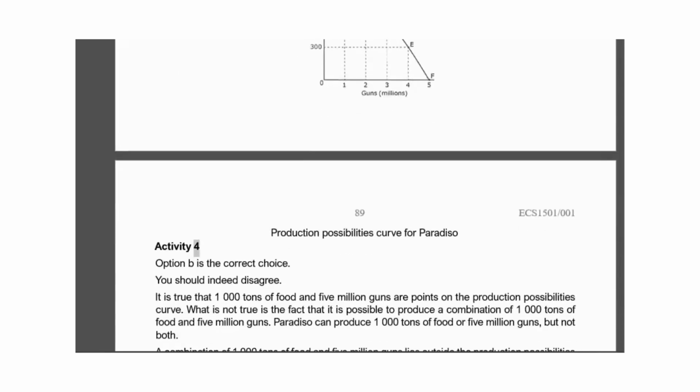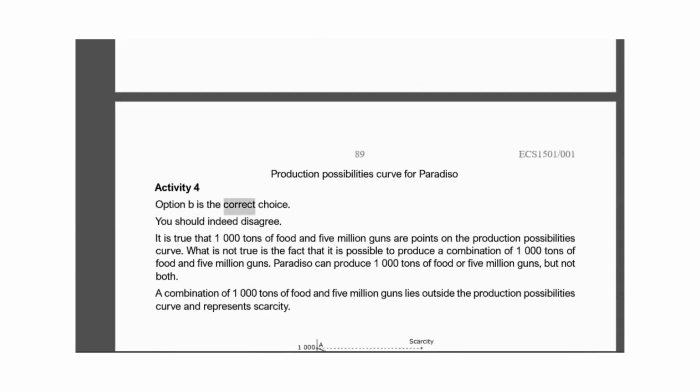Activity 4. Option B is the correct choice. You should indeed disagree. It is true that 1,000 tons of food and 5 million guns are points on the production possibilities curve. What is not true is the fact that it is possible to produce a combination of 1,000 tons of food and 5 million guns.